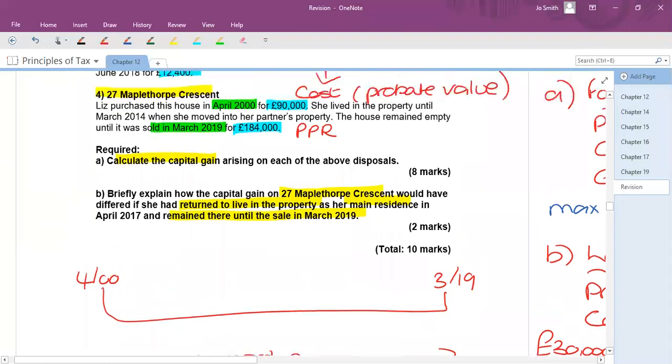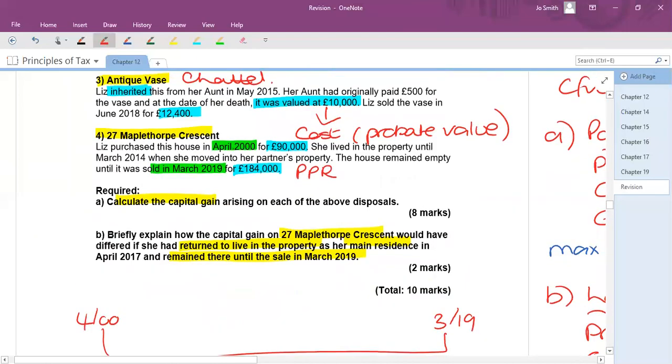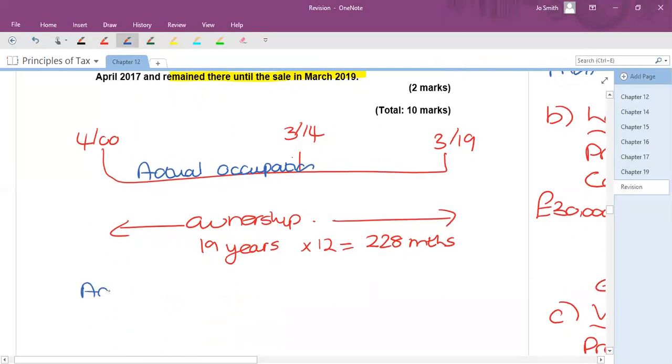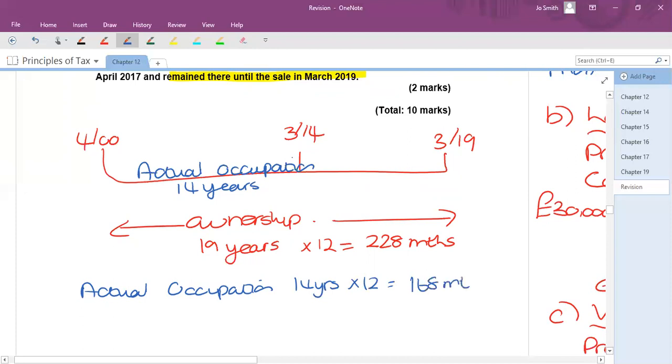Now, if we look at when she lived in the property, she bought it in April 2000 and she lived there until March 14. So that's a period of actual occupation. If she lives there, then that means it's exempt from tax. Let's write this down: actual occupation. If you work out how long she's there, she actually lives there for 14 years. 14 years converted into months gives me 168 months.